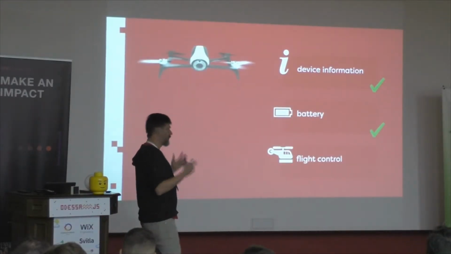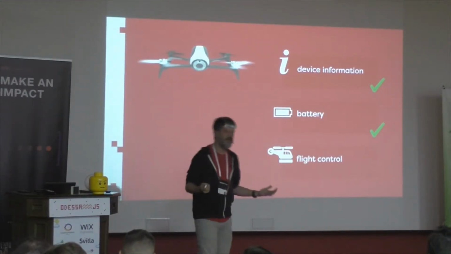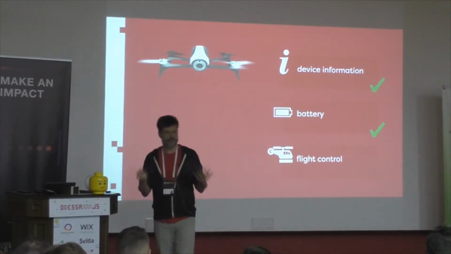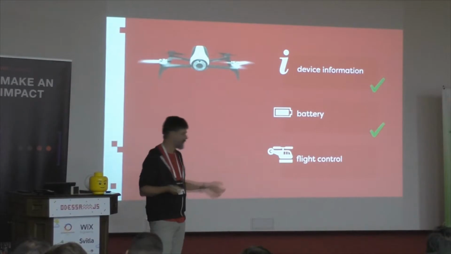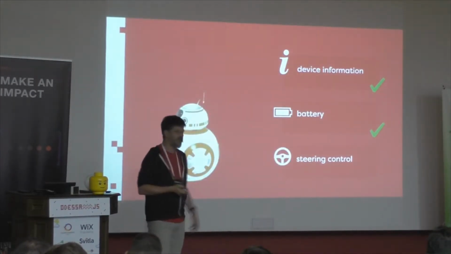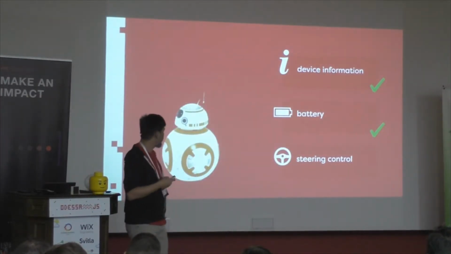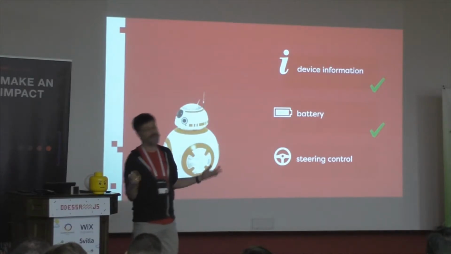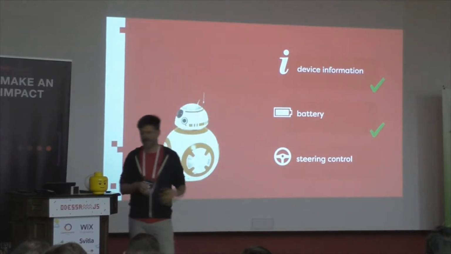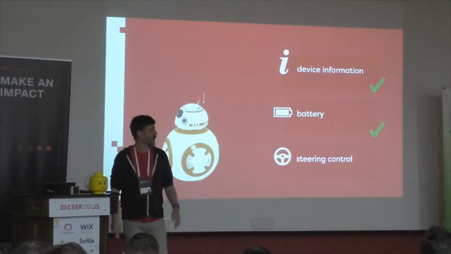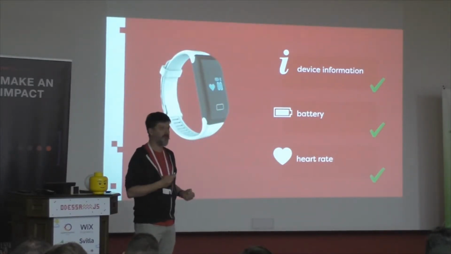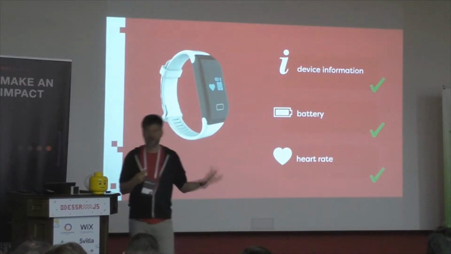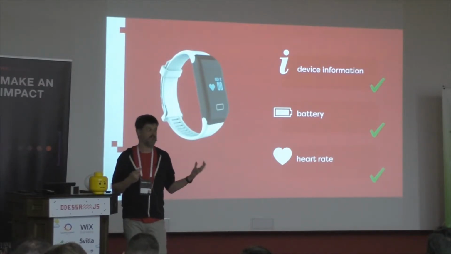Now, a drone, for example, might have device information and battery information, which are standards, and it has flight control for flying the drone, and that is not standard. And this cute little gadget, this robot, has device information again, and battery, and it has steering control, which isn't standard. And an activity tracker might have device information, battery again, and heart rate, which is a standard.